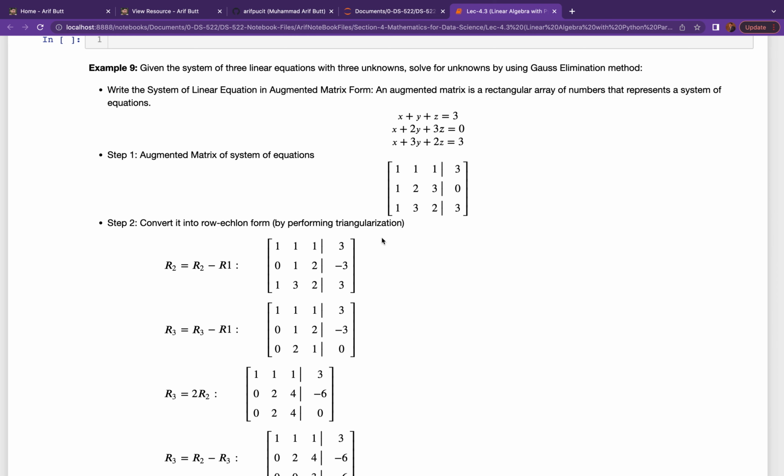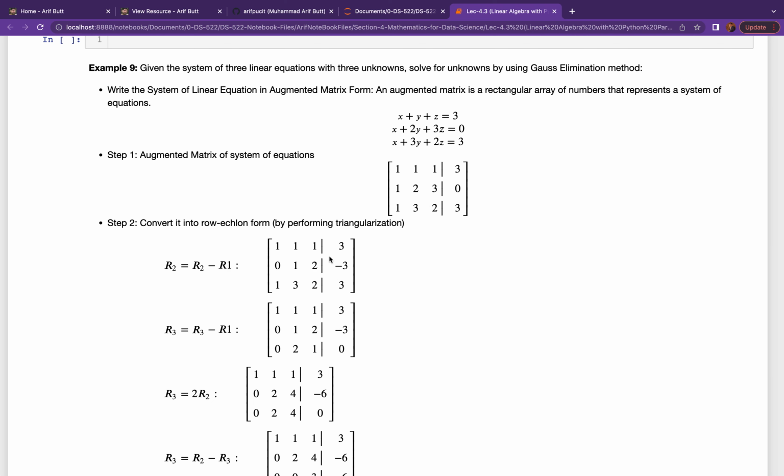And the first operation that I have performed is R2 = R2 - R1. That is, I have subtracted R1 from R2 and I have placed it in R2. So you see the first and the third row are the same, and over here I have subtracted this R1 from R2. So 1 minus 1 is 0, 2 minus 1 is 1, and 3 minus 1 is 2, and this 0 minus 3 is minus 3.